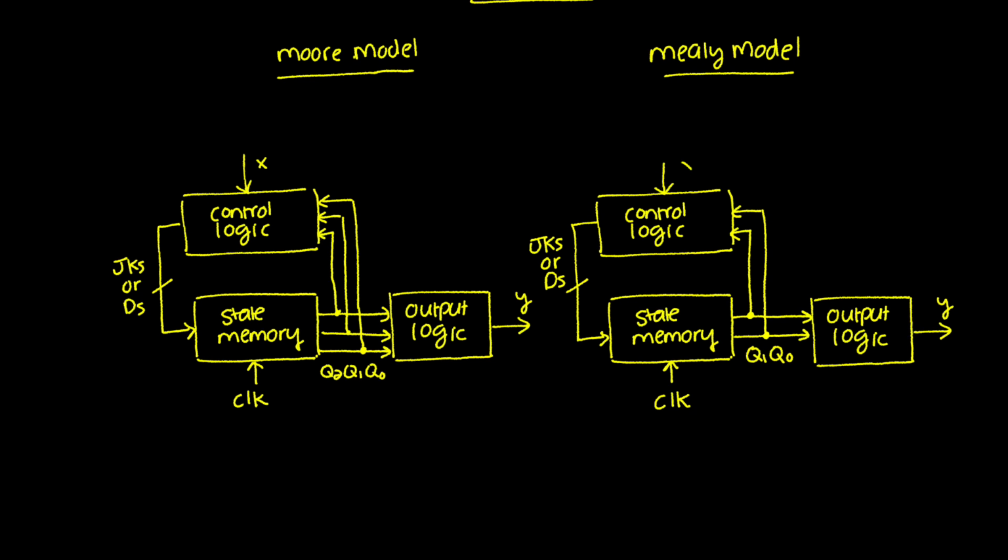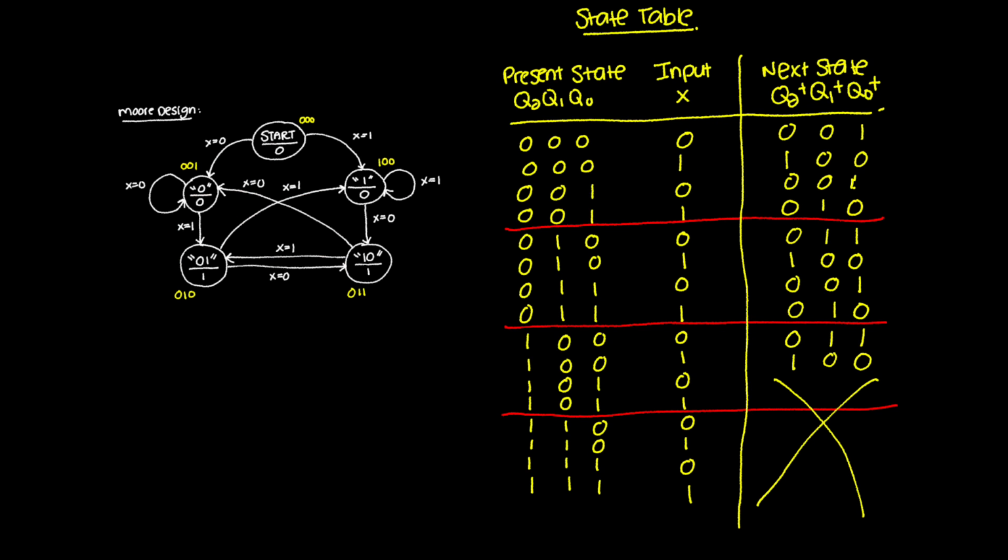So I am going to put an arrow here. And how do I know this? Let me just show you. Let's go revisit this. So if I come back, this was my state table for the Moore design. And I don't even have to look at the state table actually, I just have to look at the state transition diagram.